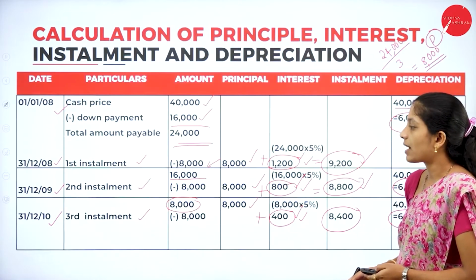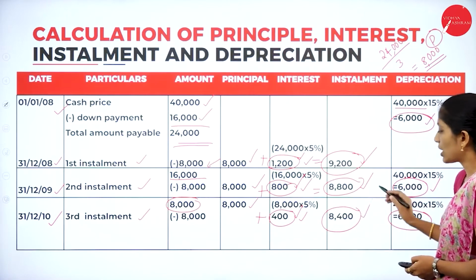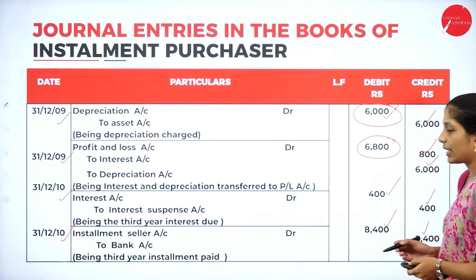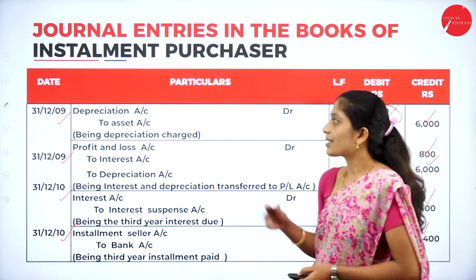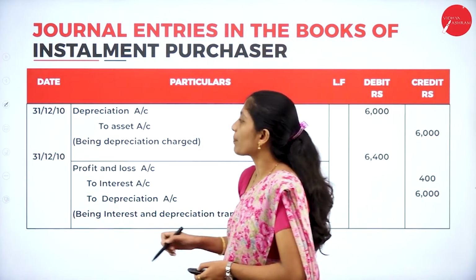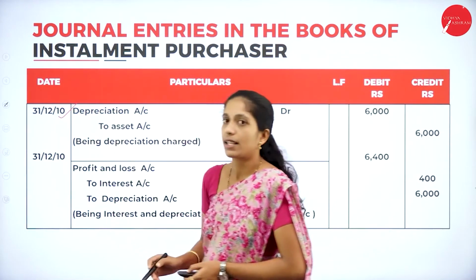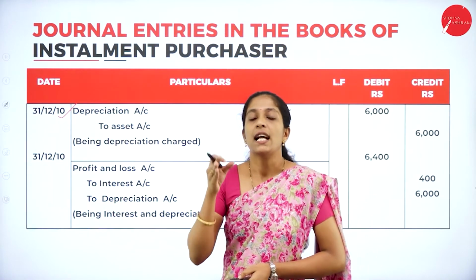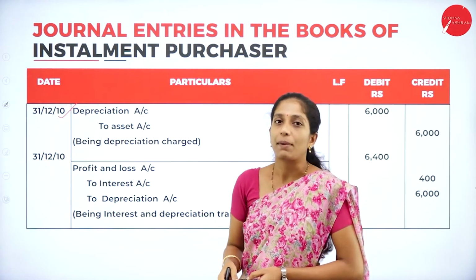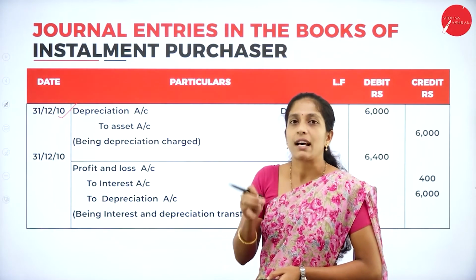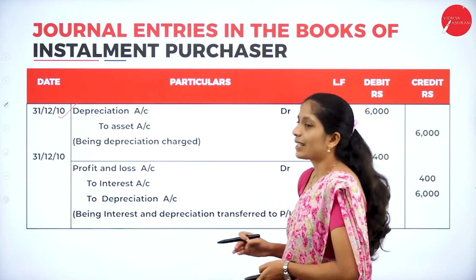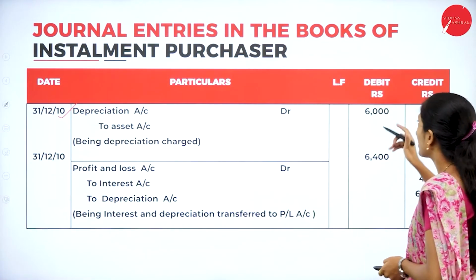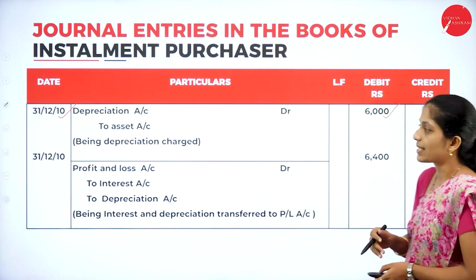Now what is the third year installment? That is 8,400. So record 8,400 on both the debit and credit side. Next, as usual, you have to record the entry for depreciation: 31/12/2010 depreciation account debit to asset account, or you can write it as depreciation account debit to motorbike account. In this problem, the asset is the motorbike, being depreciation charged. As I told you, your depreciation remains the same for all the 3 years. So it's 6,000 once again.